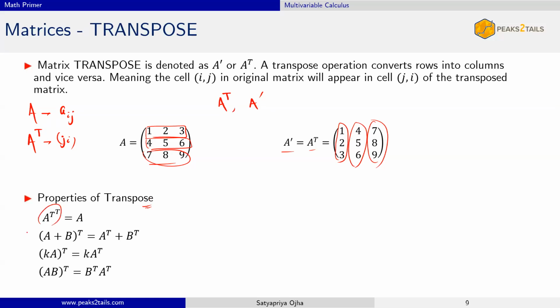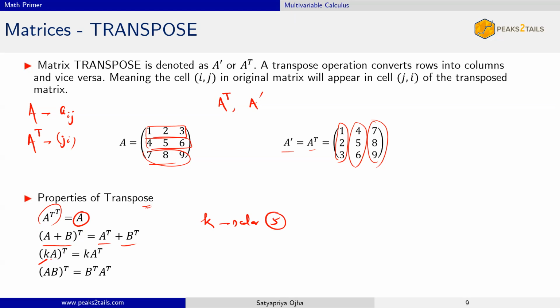There are a few useful properties of transpose. If you do transpose twice, A transpose and then transpose again, obviously that will return the original matrix. A plus B whole transpose is A transpose plus B transpose. That's good. K times A whole transpose. What is K? K is a scalar, a number like 5 or 2 or whatever.